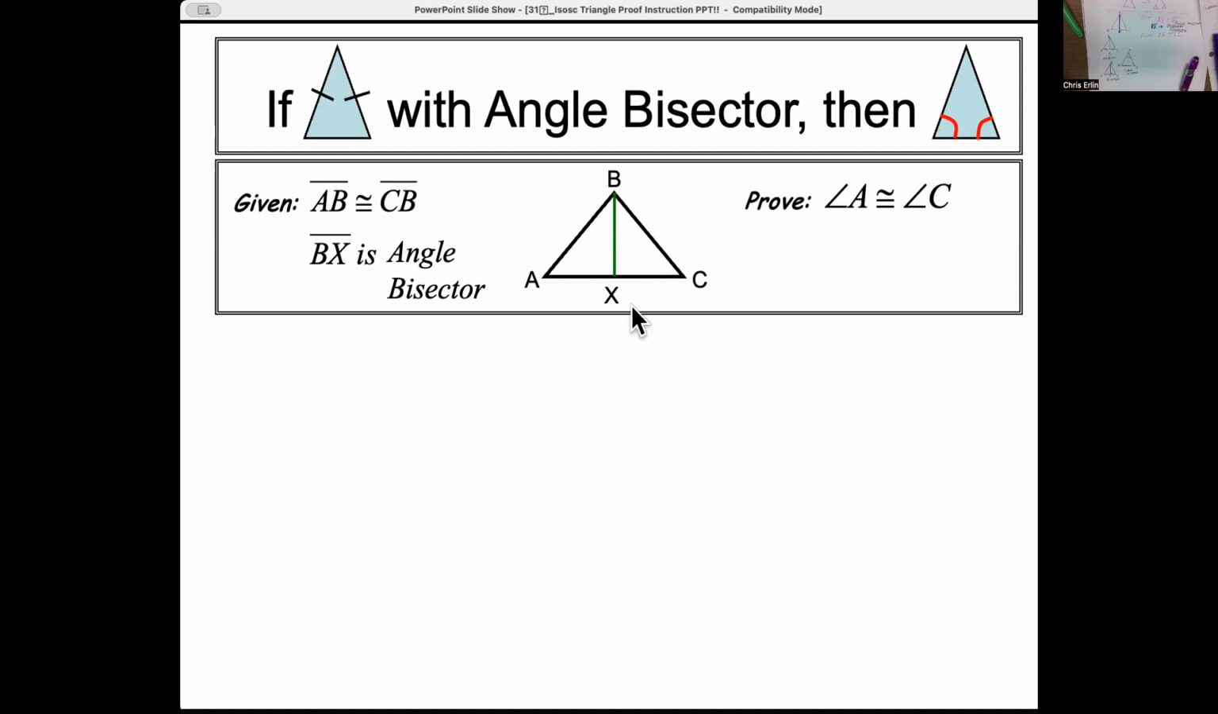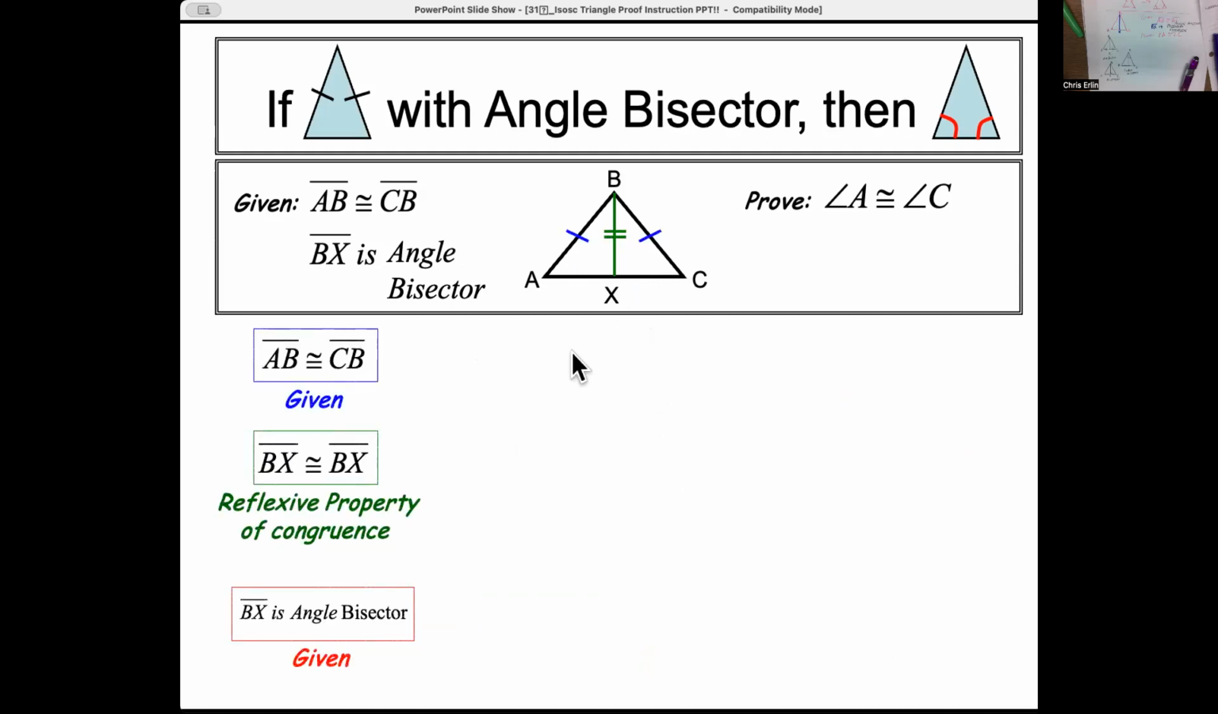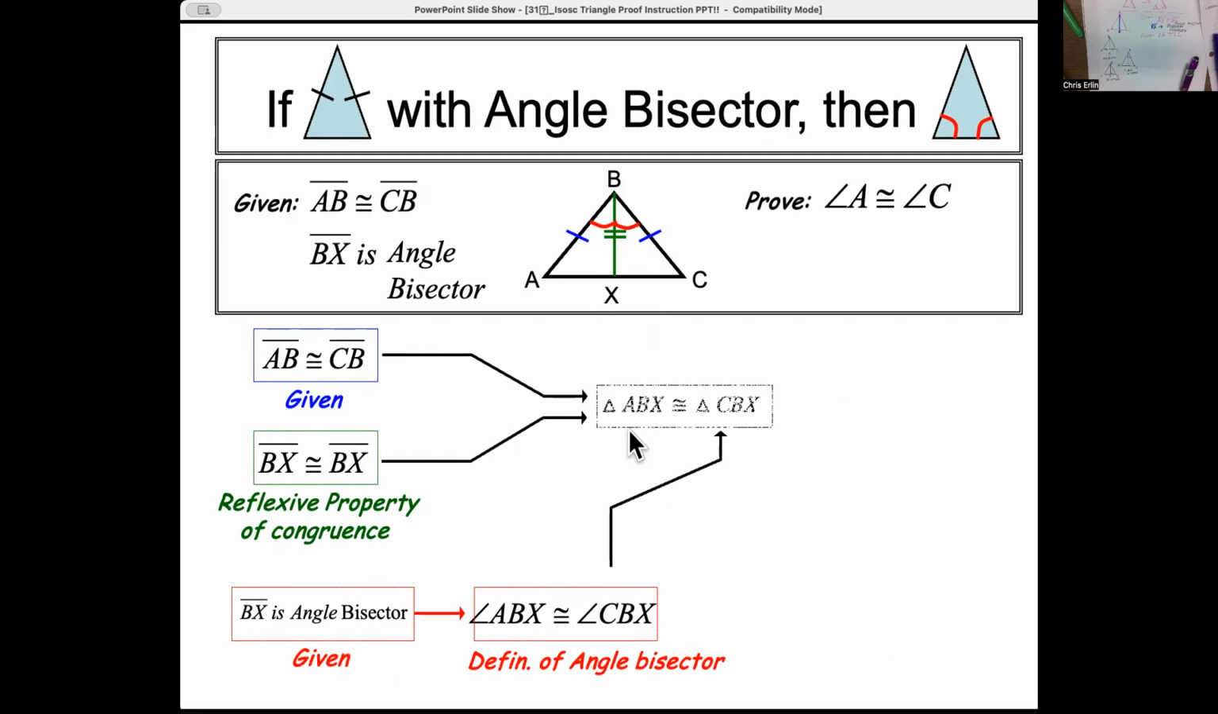What if I did it with the angle bisector, the third way you guys came up with? Still start with my given, my reflexive, and my other given. What now? Definition of angle bisector. What does that mean? Well, that means these angles are congruent. Okay. Are these 3 facts enough now? In my picture, I can see what it's going to be. SAS. These three facts build here to SAS. That lets me go with my CPCTC, say done.